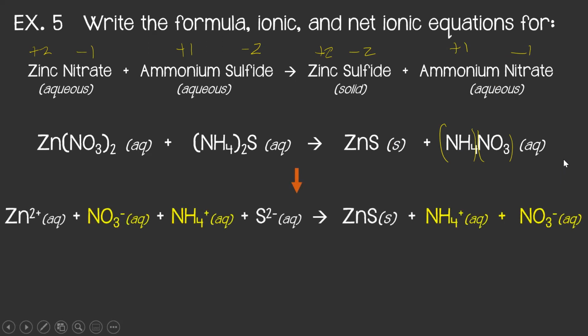So hopefully you got this for your ionic equation. So zinc has a +2 charge. Nitrate has a -1 charge. Ammonium has a +1 charge. Sulfur has a -2 charge. Zinc sulfide stays whole because it's a solid. And once again, ammonium +1, nitrate -1. I've also highlighted my spectator ions. So that means I should have a net ionic equation of this. This is as complicated as it can get.